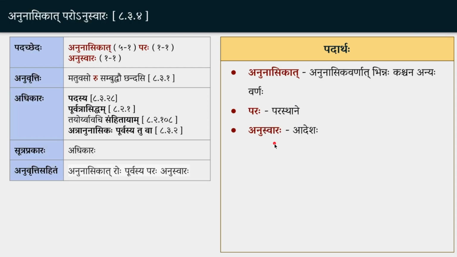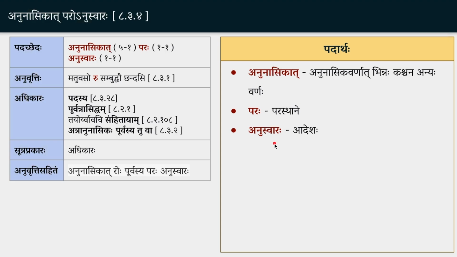Previous adhikara sutram says is, before ru, the varna gets the anunasika adesha vikalpa. Optionally we get anunasika adesha. So what happens is, if the previous varna to ru, if it is ach varna or something which can get anunasika adesha, it can get anunasika adesha, and the rule itself is optional.